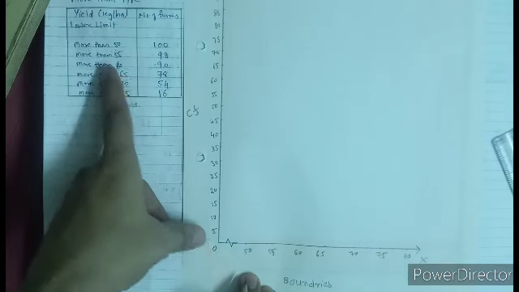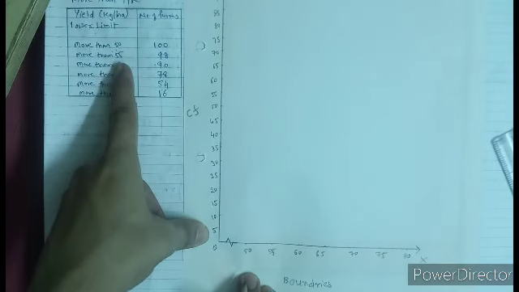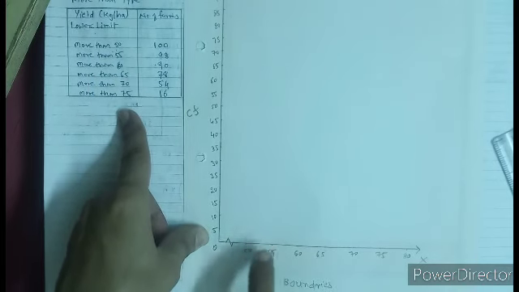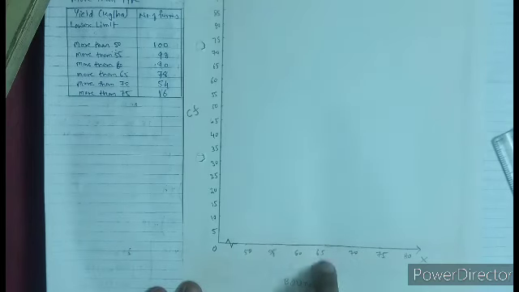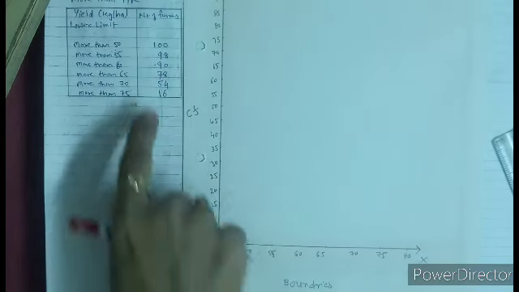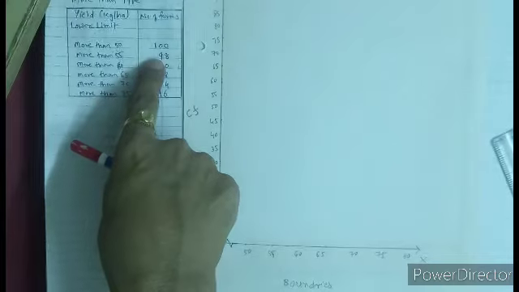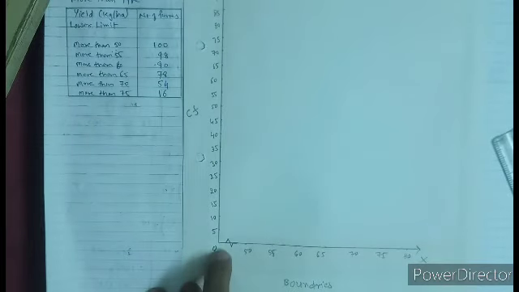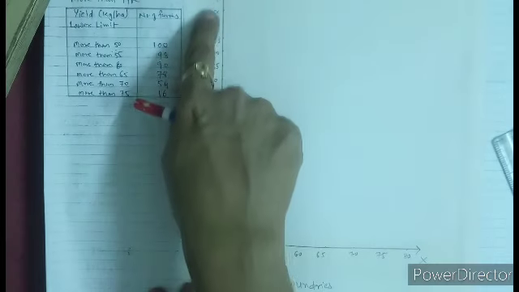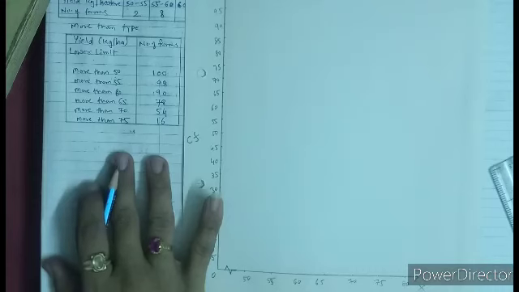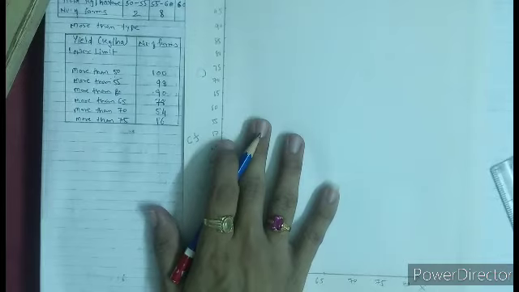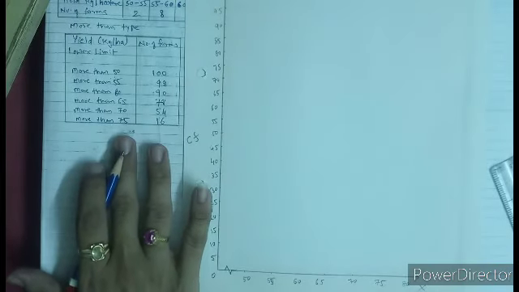As the boundaries are more than 50, 55 up to 75, we have taken the gap of 5 each. Here the cumulative frequency is maximum 100. We have taken 1 unit equals to 5, and we have taken 5, 10, 15, 20 up to 100 on y-axis. Now we have to obtain the numbers on the graph according to the numbers we have obtained in the table.